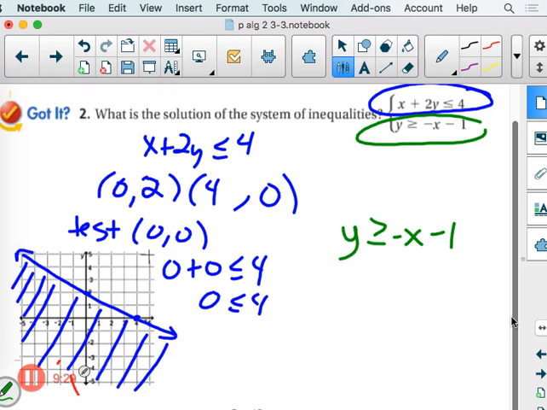Y is greater than or equal to negative x minus 1. Point slope or standard? Point slope. How do we graph in point slope form? Go down to negative 1. Up 1 over 1? Down 1. Yeah, negative 1. Here's our slope. So down 1 and to the right 1.